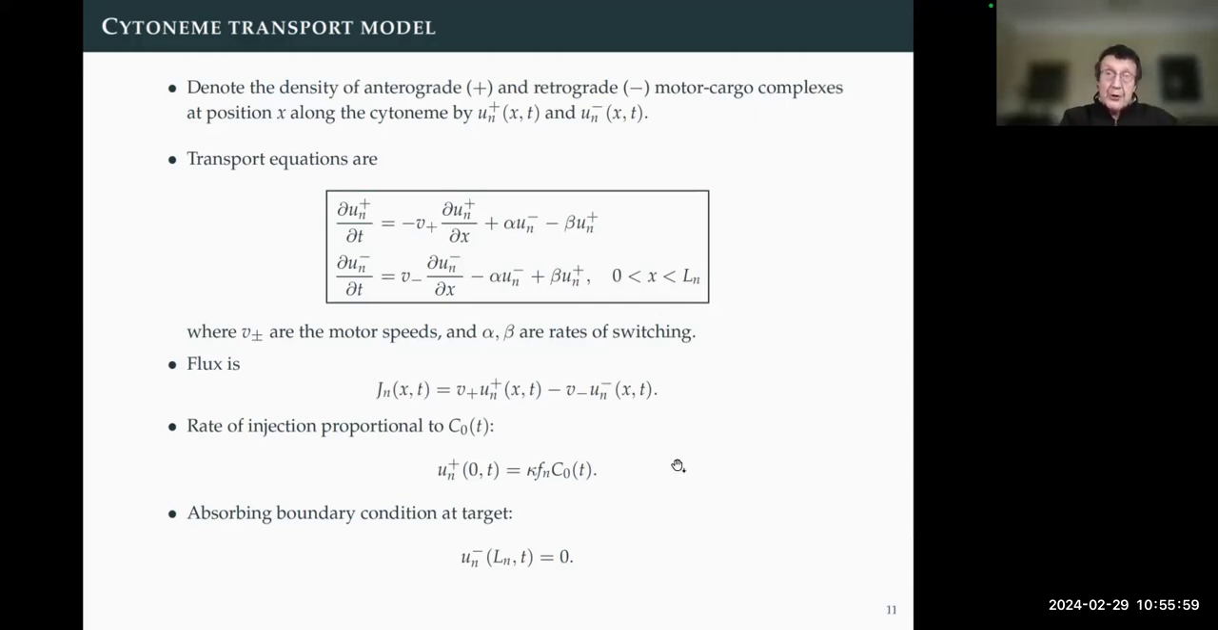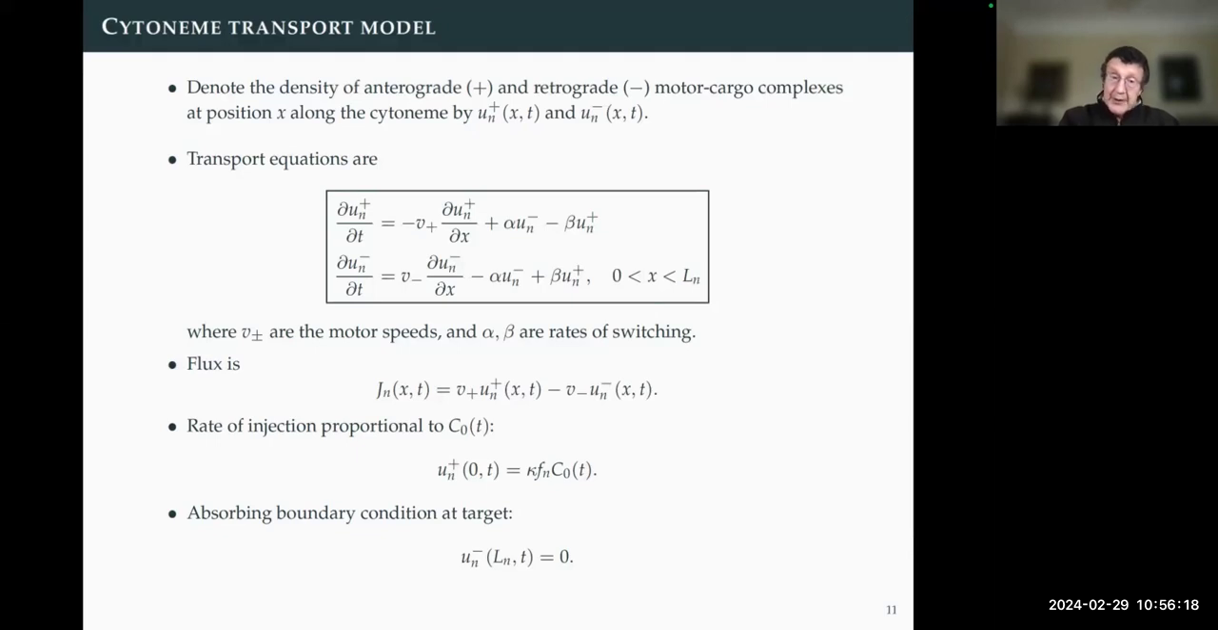So in terms of these equations, you have an advection term in the plus or minus direction, and then you have switching rates between the two populations. The flux is then going to be the velocity times the concentration in the plus direction minus the velocity times the concentration in the minus direction.